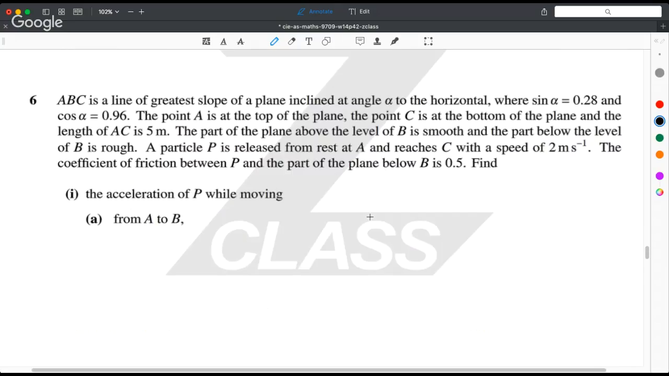Okay, question 6. So here's another one with a slope, a plane, inclined. So let's draw that. And it's inclined to this angle alpha. And you've got A at the top, B halfway down, and C at the end. And they're telling us that between B and C, the ground is rough. Between A and B, it's smooth. And we have some block, some object sitting on there, and it's going to feel some weight.